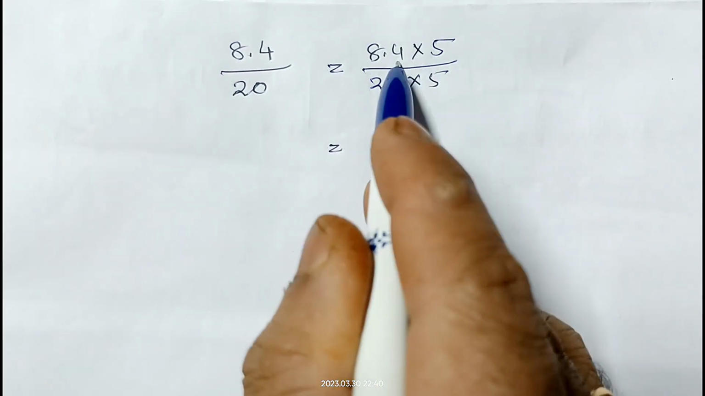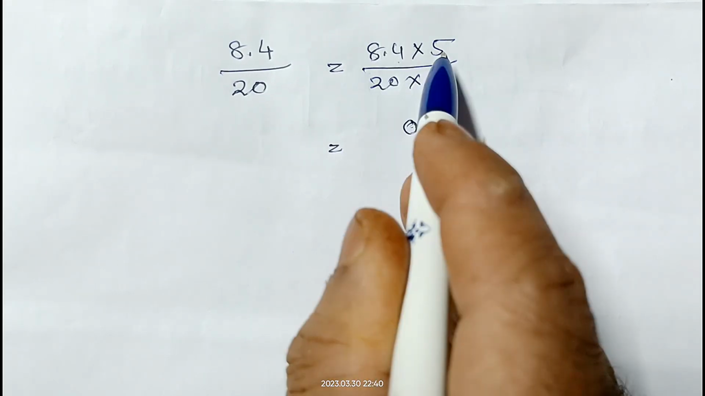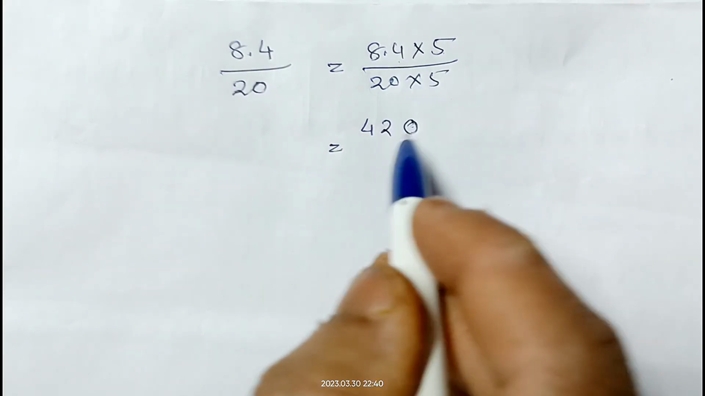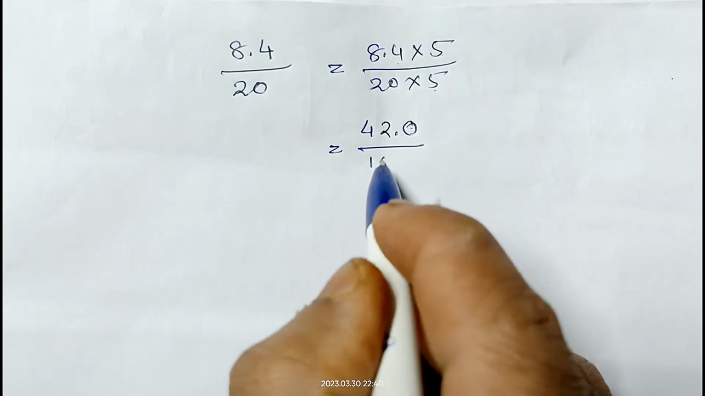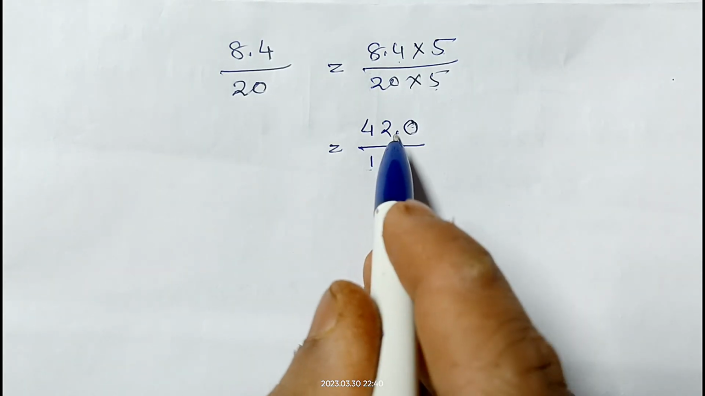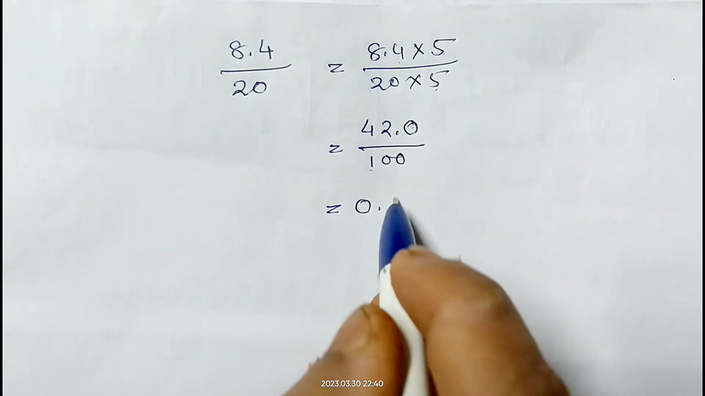So here 4 5s are 20, 0 carry 2. 5 8s are 40 plus 2, 42. After the decimal 1 place, it will be 42. 5 into 20, it will give 100. Since we are dividing by 100, the decimal will shift 2 places to the left hand side. So it will become 0.42.